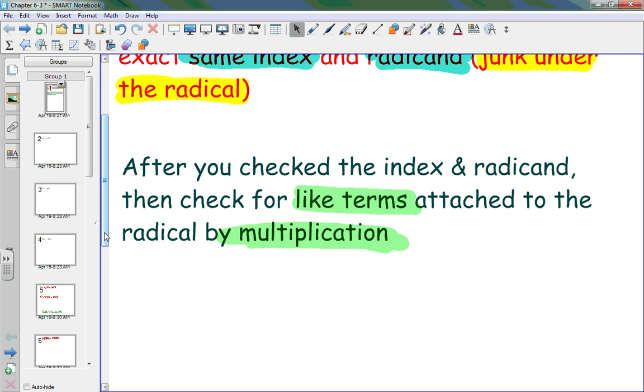After you check the index and radicand, then check for like terms attached to the radical by multiplication. Now, can you add 2x squared plus an x together? No. You can't add those together, so therefore, you're done.